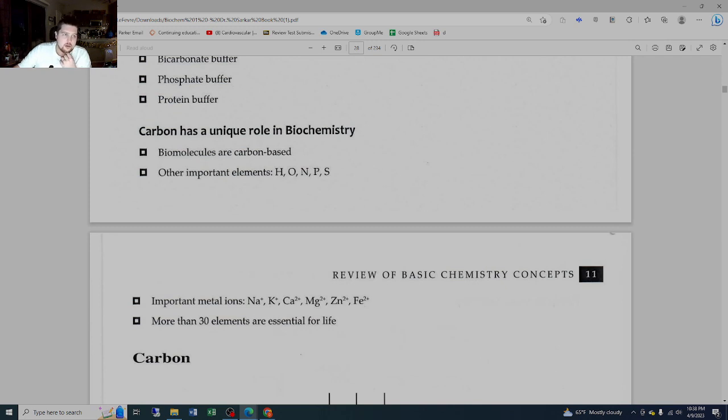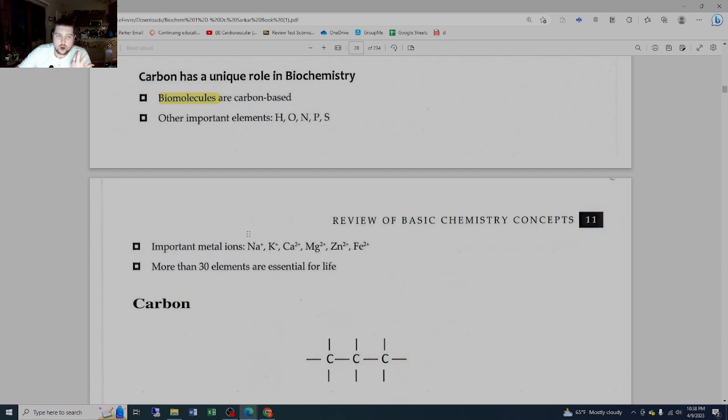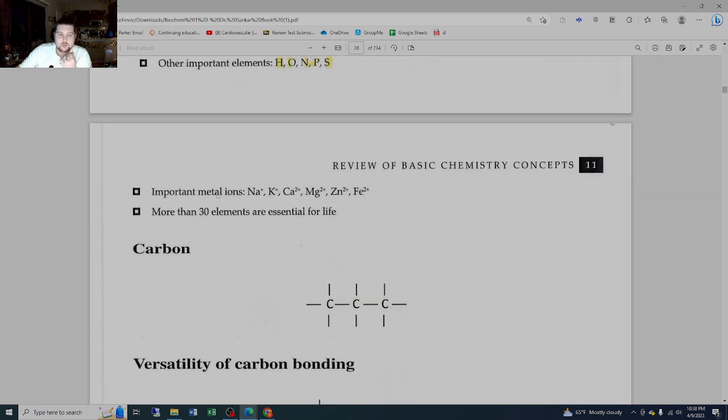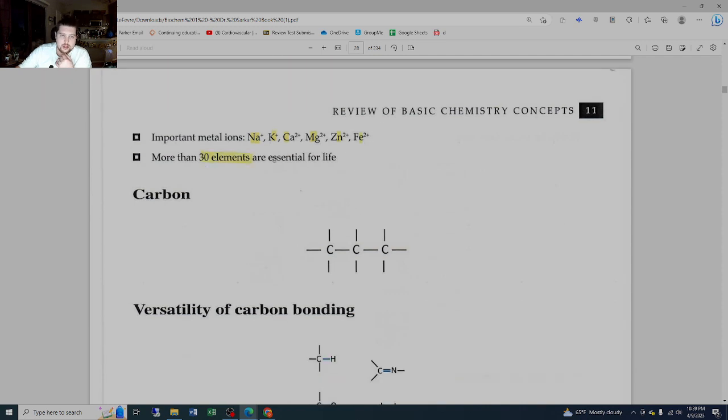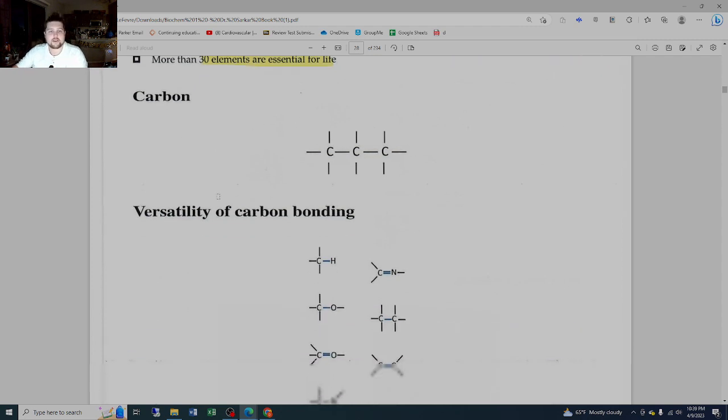Carbon. Biomolecules are carbon-based. We are organic life forms, so everything we're made up of is going to contain carbon. Some other important elements: hydrogen, oxygen, nitrogen, phosphorus, and sulfur, as well as metal ions. If you take a multivitamin, you'll see all of these in the vitamin that we need. And there are more than 30 elements essential for life.